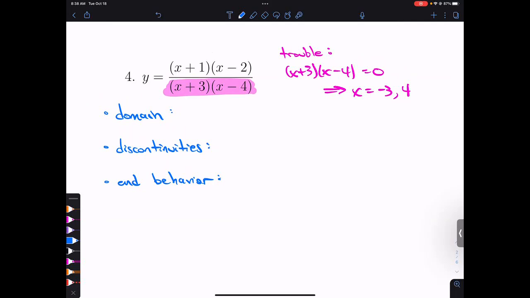So domain is everything except those. How do you write everything except those? -infinity to -3 union -3 to 4. Yep, everybody agree? Yeah, perfect. Okay. So it's like you took the whole number line, the whole x-axis, and erased those 2 points.